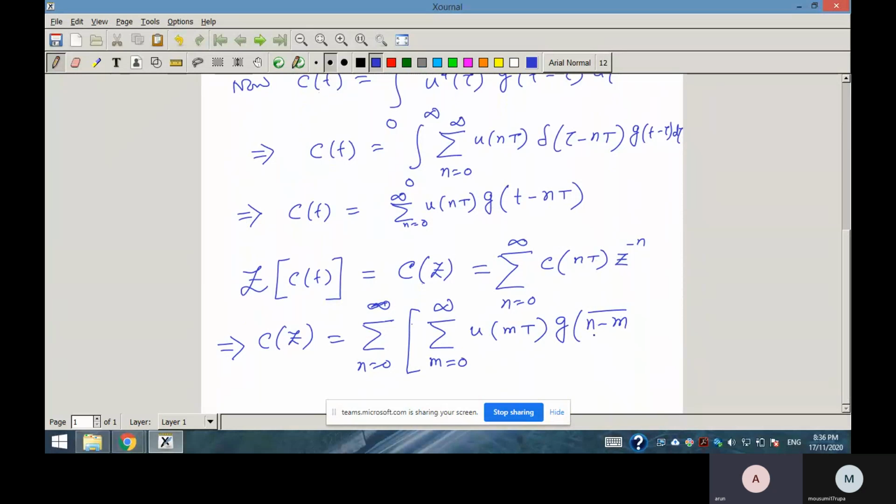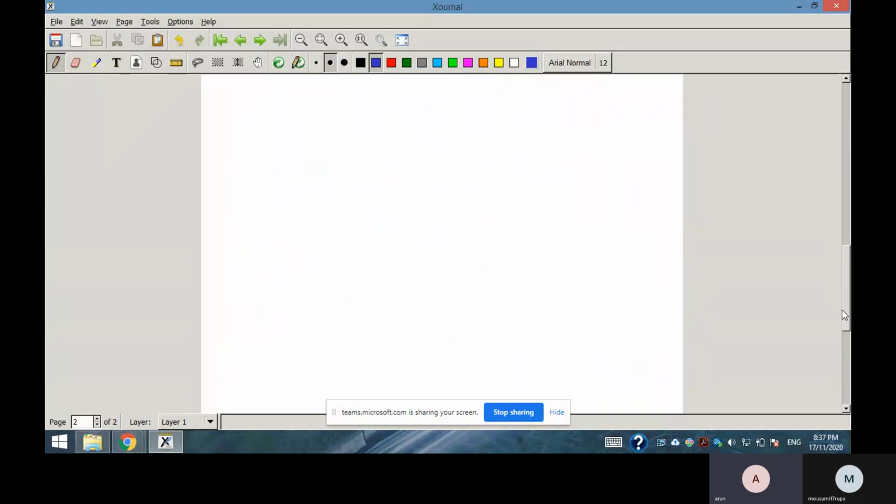So this upper bar means it is bracket into T. Bracket I have not written. I could have written bracket, but this means (n minus m) first bracket into T. So already one bracket is there, so to avoid another bracket, I have used upper bar. So this into z to the power of minus n. So from here, go to next page.